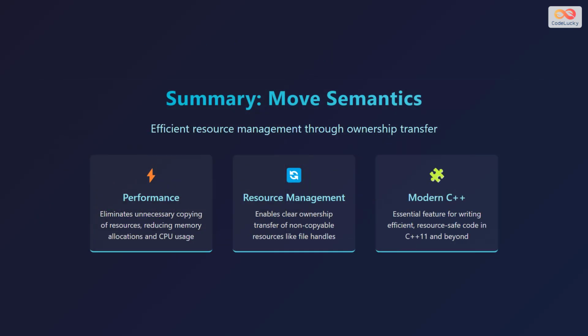In summary, Move Semantics provides efficient resource management through ownership transfer. It eliminates unnecessary copying of resources, reducing memory allocations and CPU usage. It enables clear ownership transfer of non-copyable resources like file handles. It is an essential feature for writing efficient, resource-safe code in C++11 and beyond.